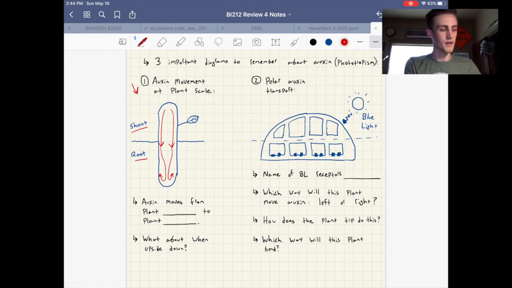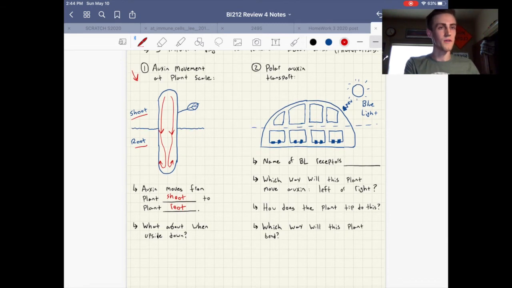And so looking at these questions here, we know that auxin moves from plant shoot to plant root. And so I posed the question, what about when this plant is flipped upside down? It's important to know that that doesn't change anything and it's still shoot to root. Even when the plant is upside down, it'll always go from shoot to root. And we'll see why in a second.